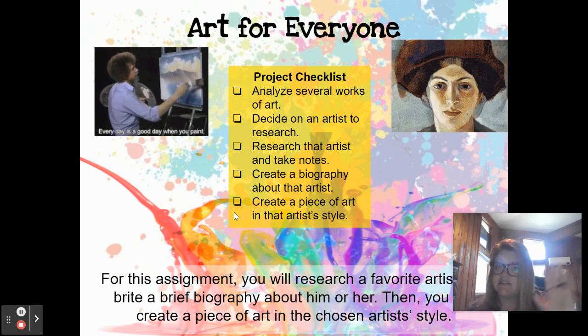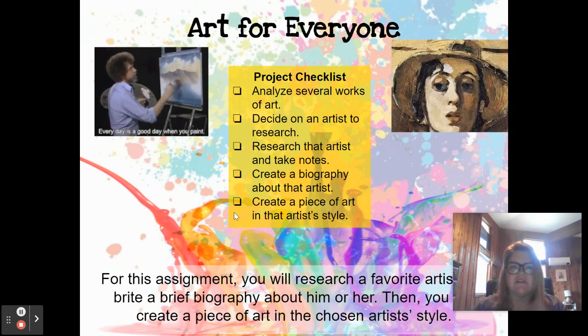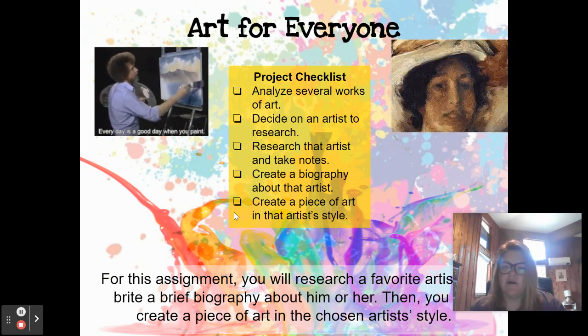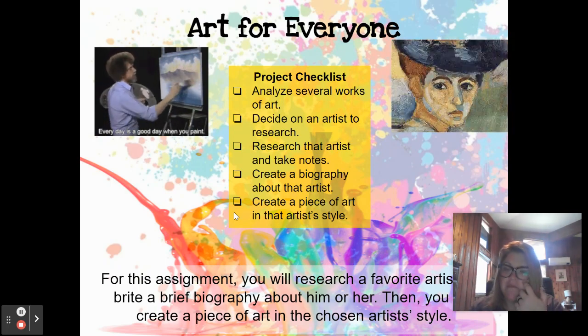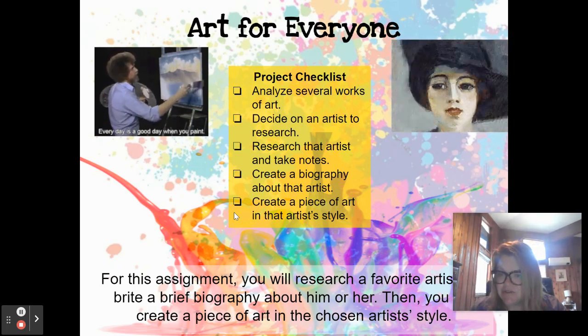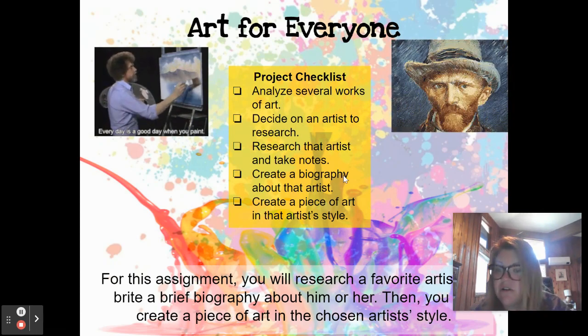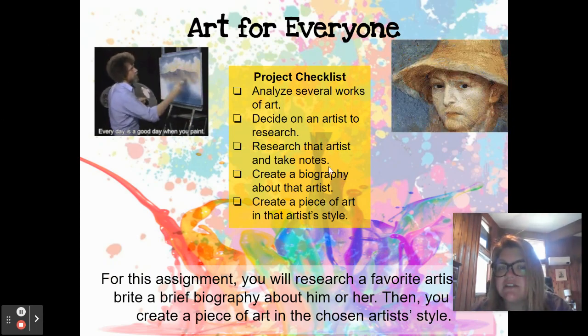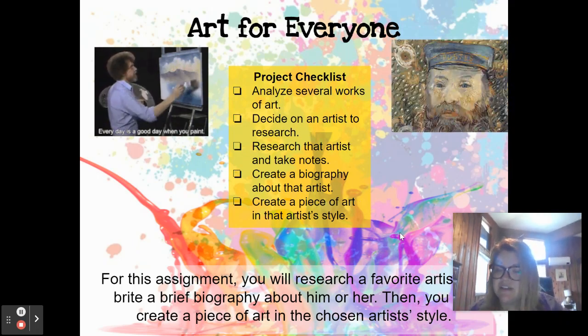In this case, there's a unit in Reading that is all about art. So this unit is called Art for Everyone. And what we're having them do is research their favorite artists, write a brief biography about them, and then create a piece of art in that chosen artist's style. So the checklist is they analyze several works of art, they decide on an artist to research, they research that artist and take notes, they create a biography about the artist, and then they create a piece of art that is in the artist's style.